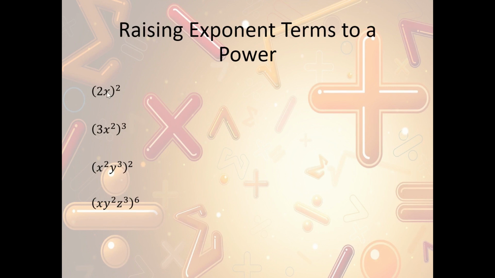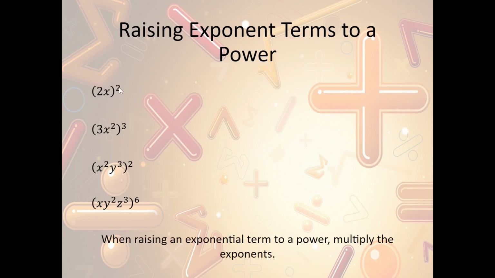Now what if we have the coefficient and variable inside of parentheses and the power outside? Well, when we do that, we're going to raise the power by multiplying the exponents. So in this case, we have 2x, and this is x to the 1st, and we're going to multiply the powers for each of these. So this is really 2 to the 1st power times 2, and x to the 1st power times 2. So that's really 2 squared times x squared. Well, 2 squared is 4, and x squared is just x squared, so it's 4x squared.